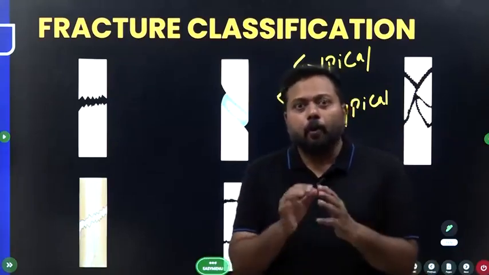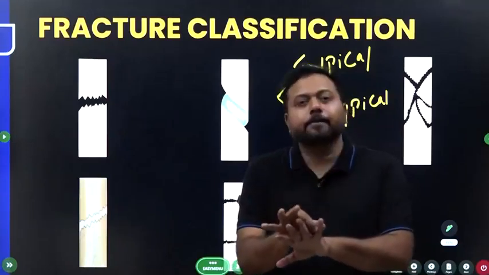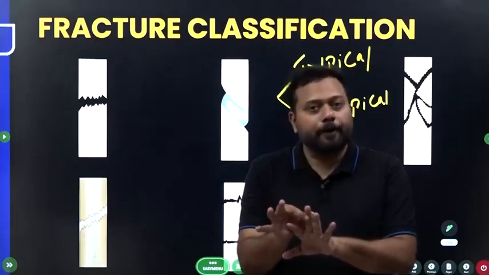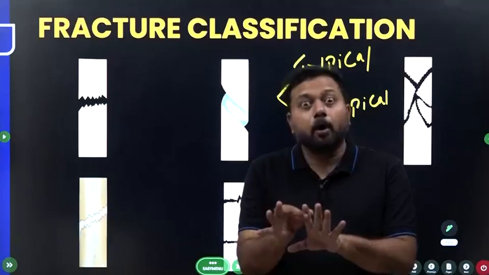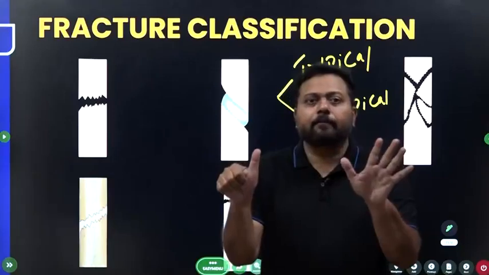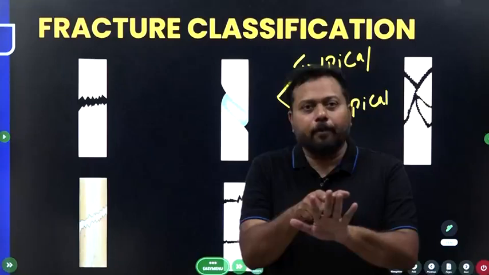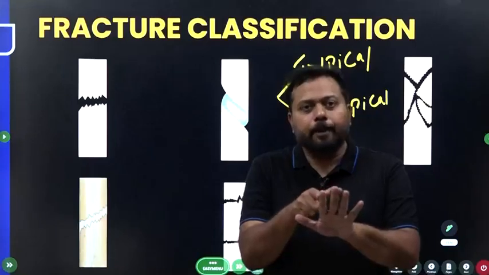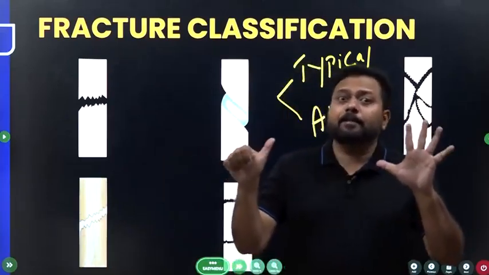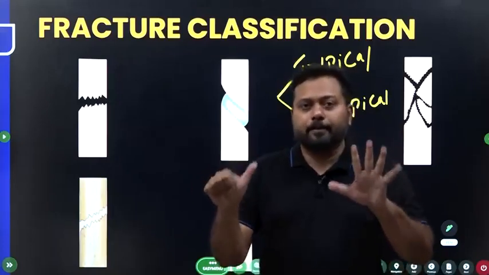Then we should know what the classical signs of a fracture are. The most common sign is tenderness. Second, swelling. Third, deformity. Fourth, abnormal mobility. Fifth, crepitus. Sixth, loss of transmitted movement. I repeat once again: tenderness, swelling, deformity, abnormal mobility, crepitus, loss of transmitted movements. There are 6 classical signs of fracture. Any fracture anywhere in the body can present with these 6.